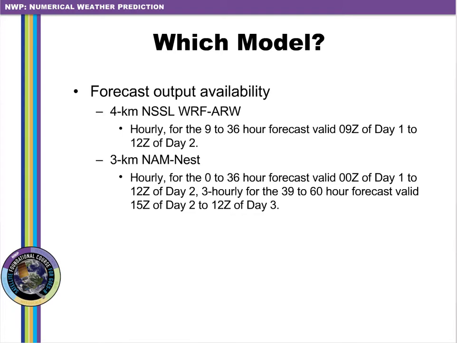For example, from the NSSL, it's available hourly for the 9 to 36 hour forecast, valid 9Z of day 1 to 12Z of day 2. For the NAM-NEST, it's hourly for the 0 to 36 hour forecast, valid 0Z of day 1 to 12Z of day 2, but then 3 hourly after that for the 39 to 60 hour forecast. It does go out further in time.